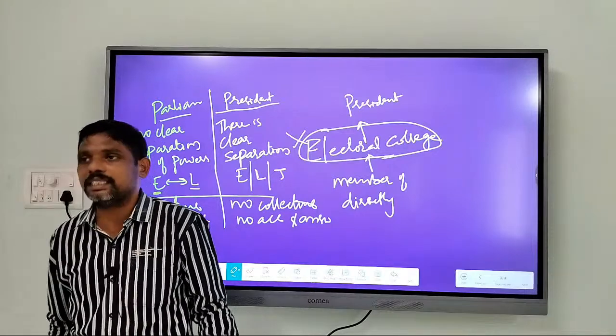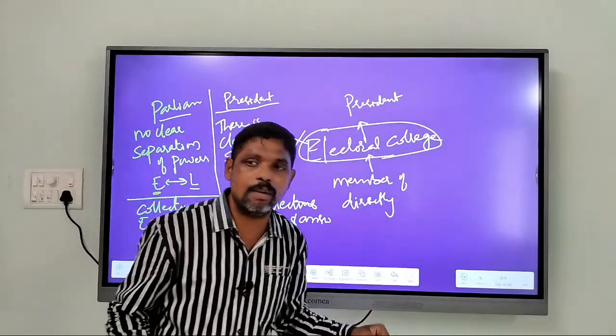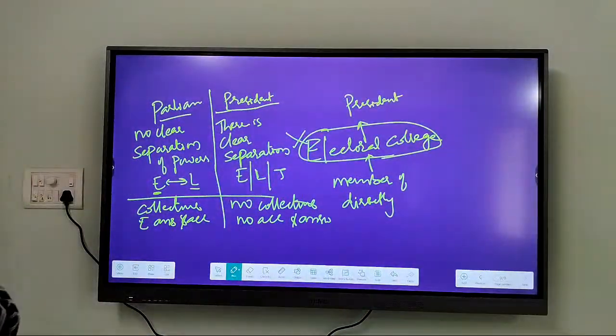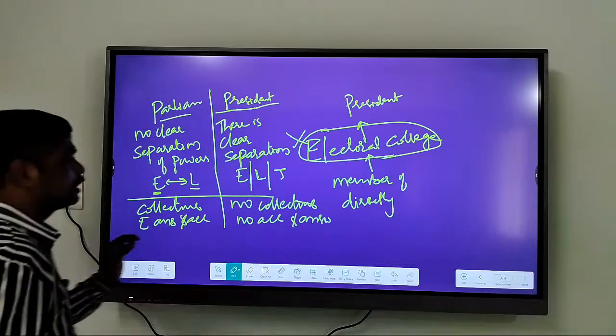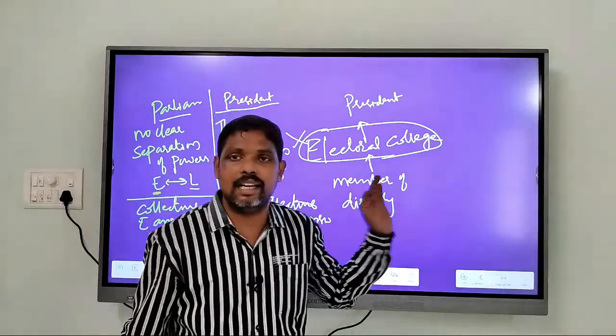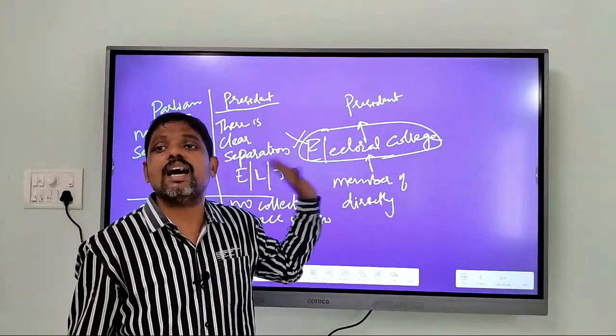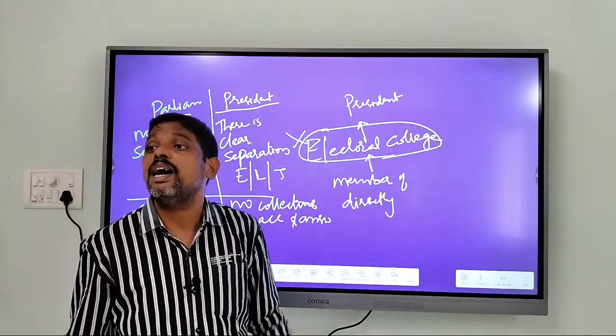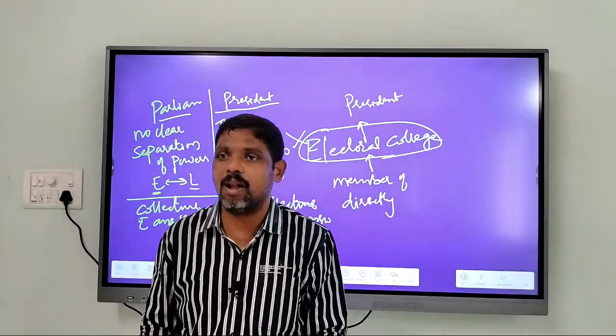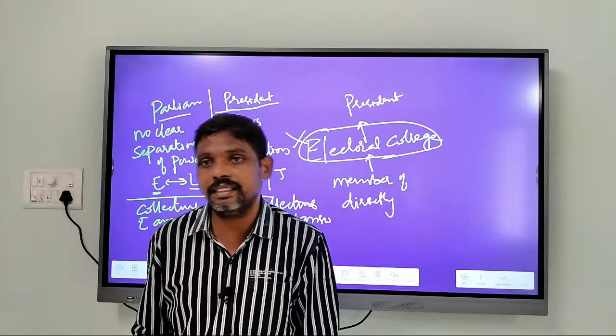So in a parliamentary system of government, we don't see clear separation of powers between executive and legislature. Whereas in presidential forms of government, there is a clear separation between executive and legislature. Both are examples of representative democracy, also called indirect democracy.